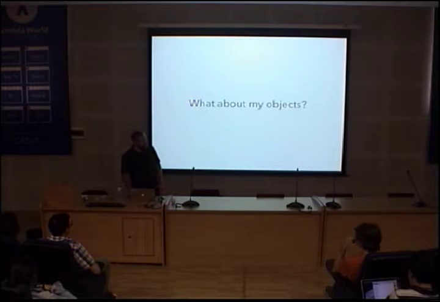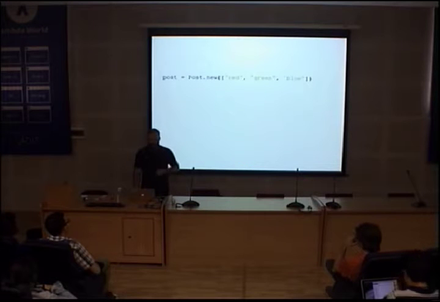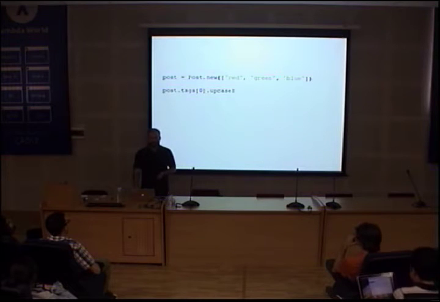But what about our own objects? Because in Ruby, you can't just use the built-in classes and objects. You obviously want to define your own classes. So let's say we have something like this. A post with some tags. We initialize it with an array of tags, and this is the same kind of a problem, right? Because you can create this object, and then some stupid code will mutate some of its elements, so it's going to be mutated.